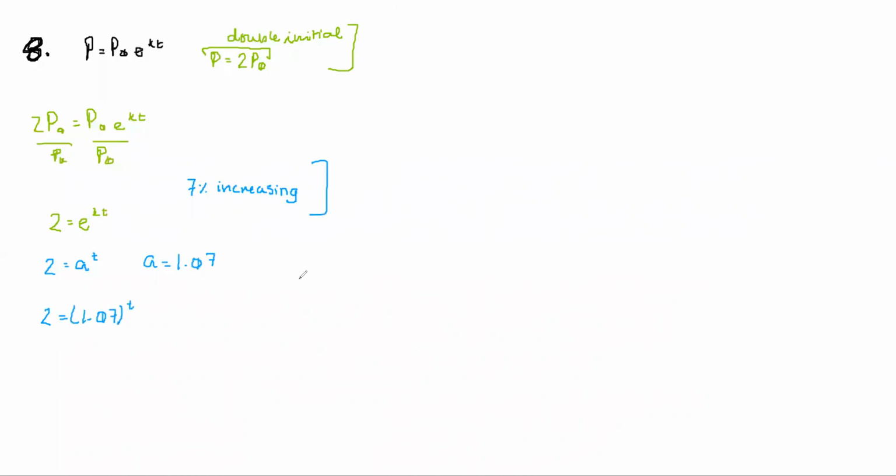Let me reread it. Find the doubling time per year. You want to find out how long in years or fractions of years it's going to take for P naught to double. Exactly. So what exactly am I looking for?